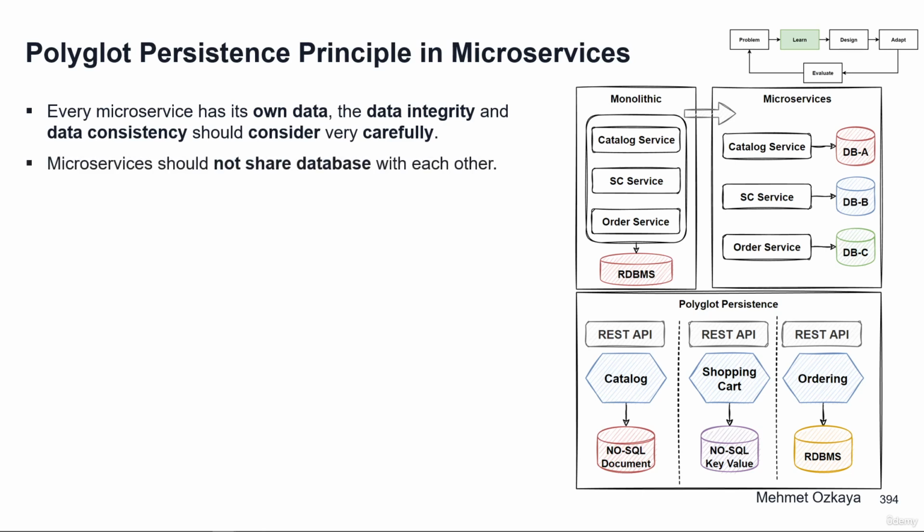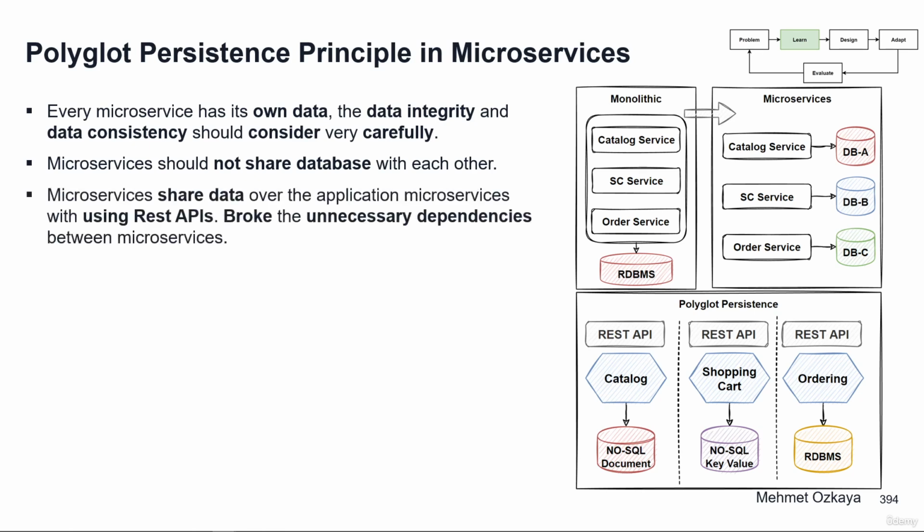That means microservices should not share a database with each other. Instead, each service should be responsible for its own database, which other services can't access directly. It should share data over the application's microservices using REST APIs.